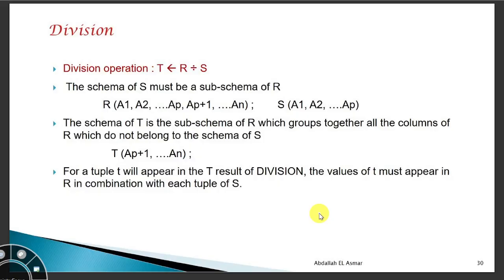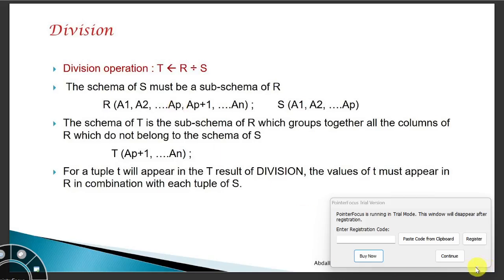What's the division? The division is so easy. First thing to talk about division: R divides S, or S divides R, or S is a divisor, it means that S should be a subset of R, a part. So if R has A1, A2, AP, AP plus 1 to AN, S can be A1, A2, AP. So as you see, it's a subset, it's a part.